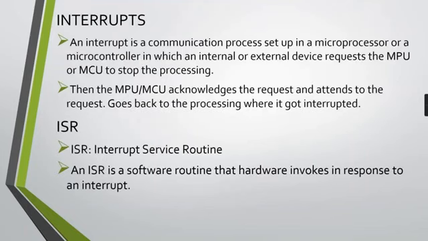Interrupts. An interrupt is a communication process set up in a microprocessor or a controller in which an internal or external device requests the microcontroller unit to stop the processing. After the request, the microcontroller unit acknowledges the request and attends to it. It goes back to the processing where it got interrupted. So basically when an interrupt occurs, the microcontroller jumps to the interrupt service routine, that is ISR. ISR is a software routine that hardware invokes in response to an interrupt.